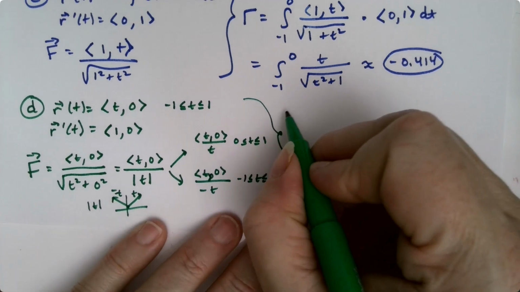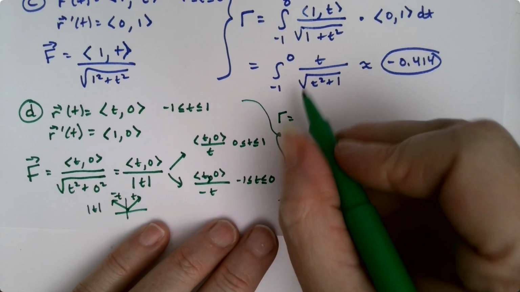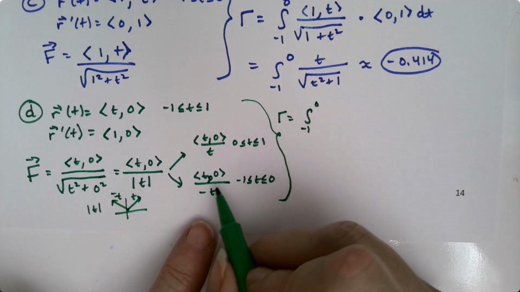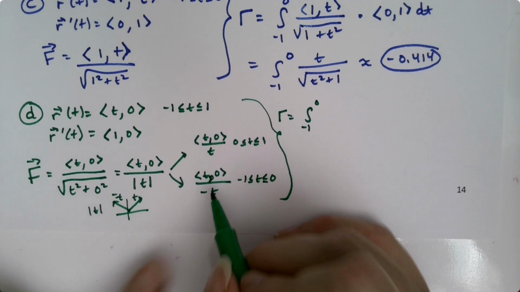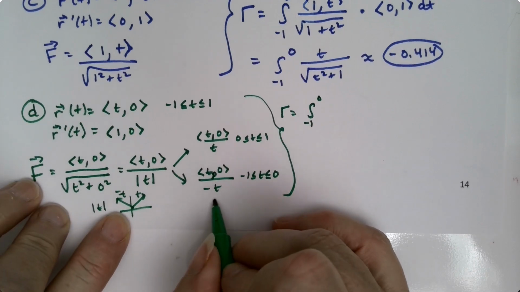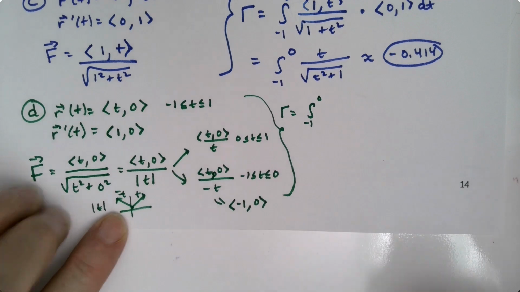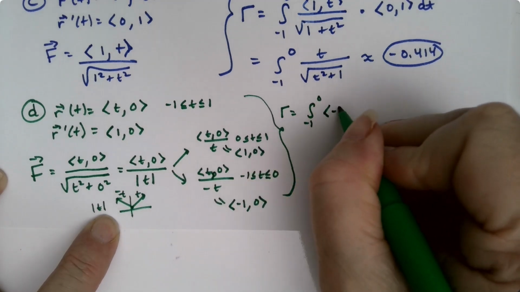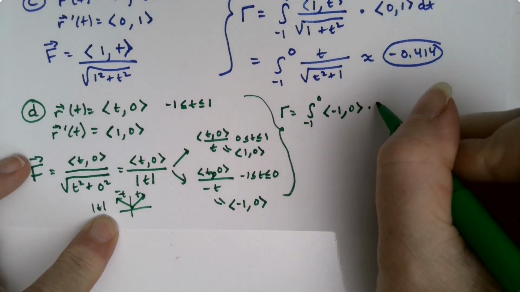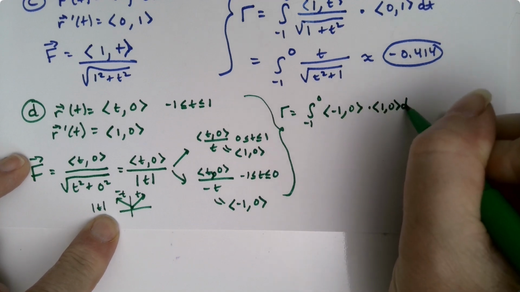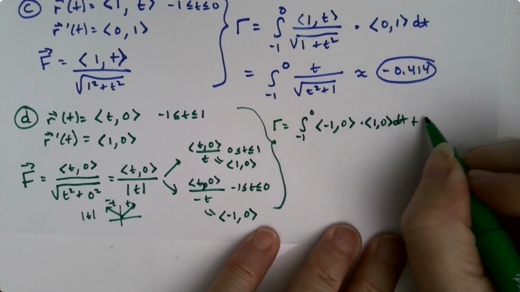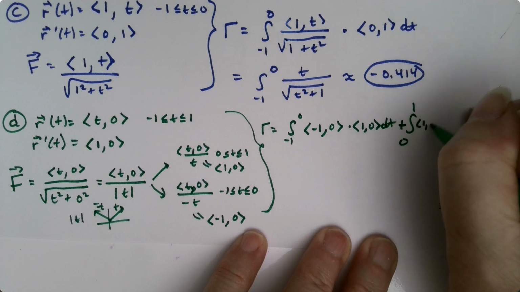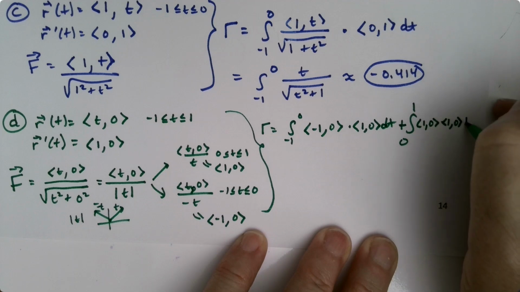Okay, so that means that our circulation is actually two separate integrals put together. We're going to take the integral from -1 to 0 of the vector field. Well, if you look at this, this is going to be -1, 0. That's going to be your vector field. And this one's going to be 1, 0. So the vector fields are not hard. So this is -1, 0, dot product with the r prime, which is 1, 0, dt, plus another integral from 0 to 1, and that's going to be 1, 0, dot product with 1, 0, dt.